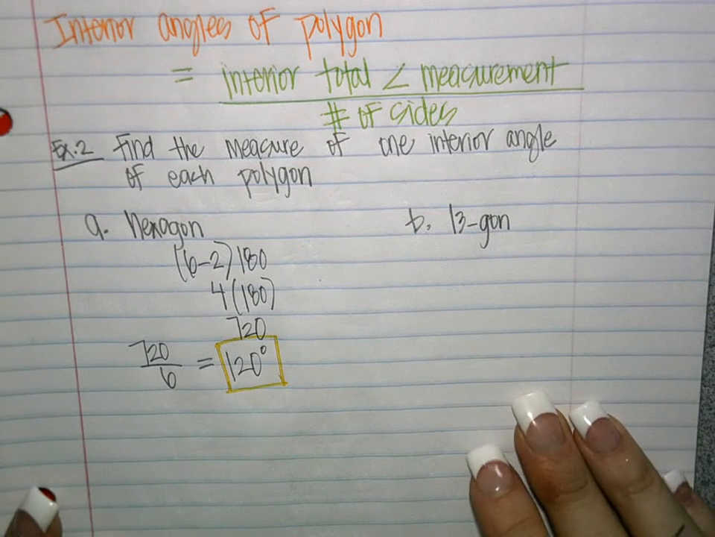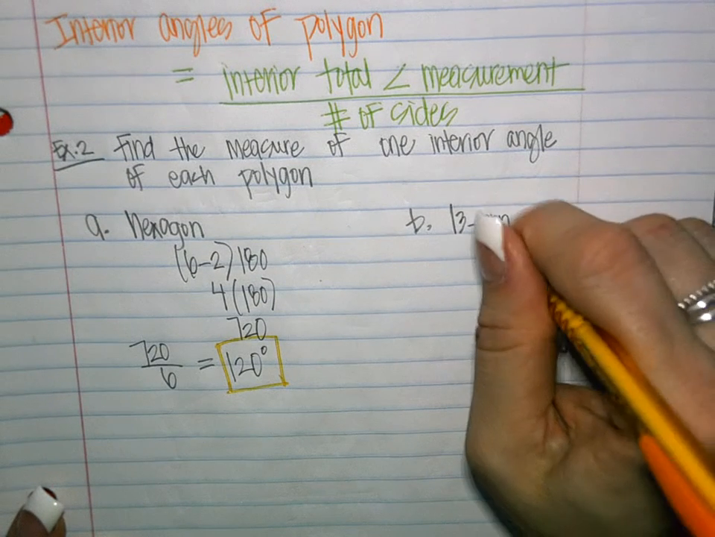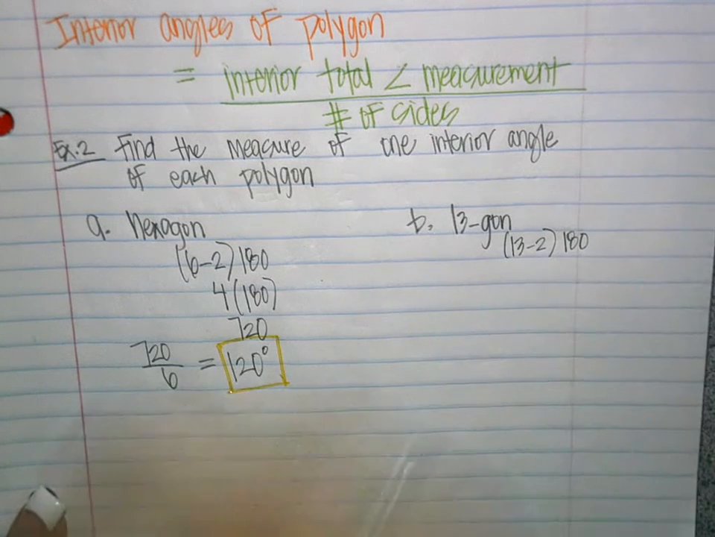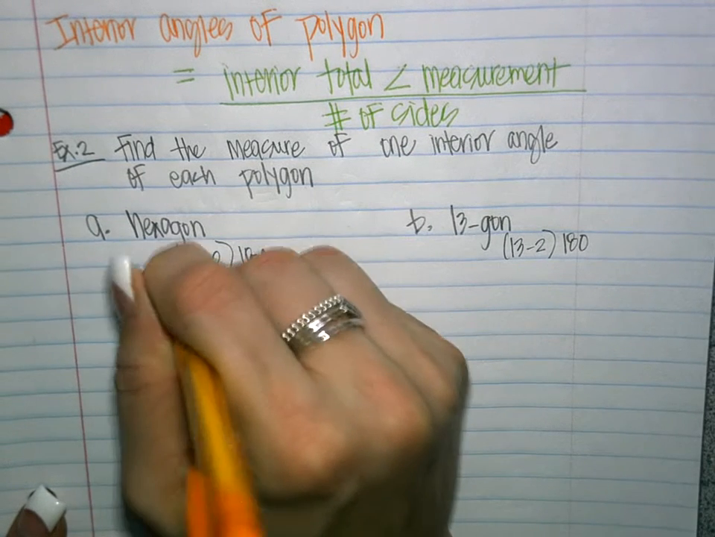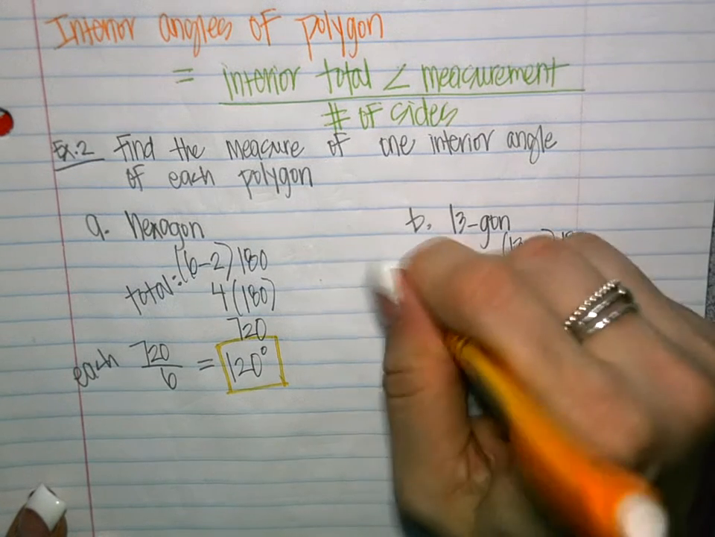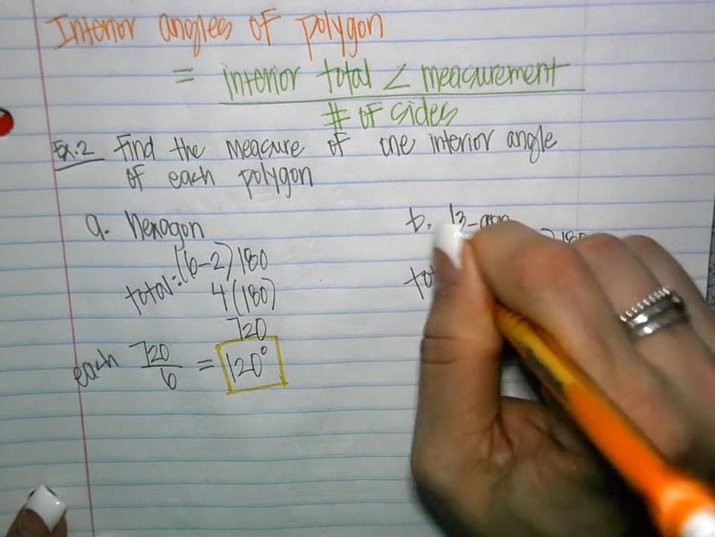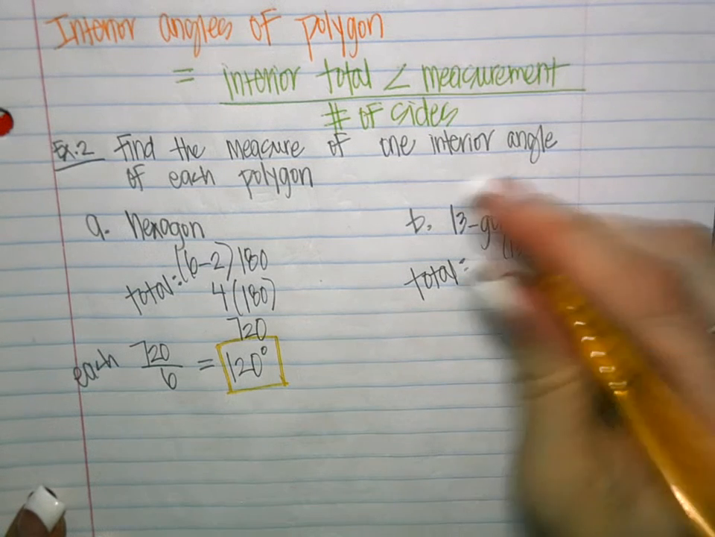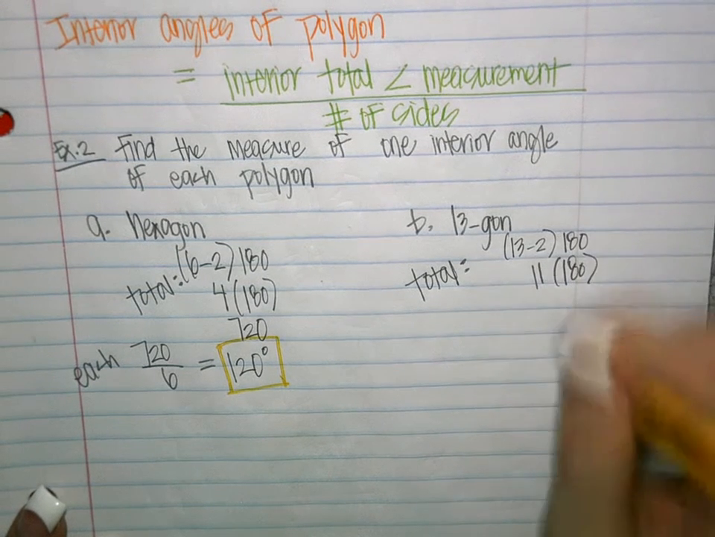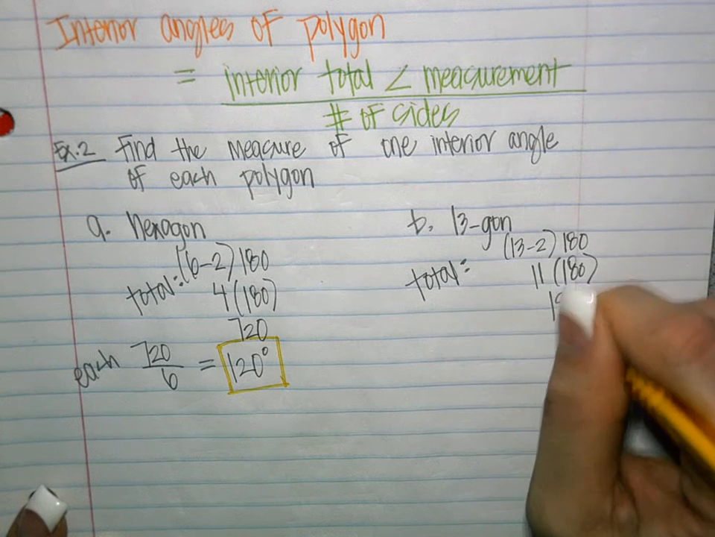For the 13-gon, you're going to do 13 minus 2 multiplied by 180, because we first need to find the total. And then you're going to find out each one. So 13 minus 2 times 180 gives you 11 times 180. I'll help you and tell you that that's 1980.